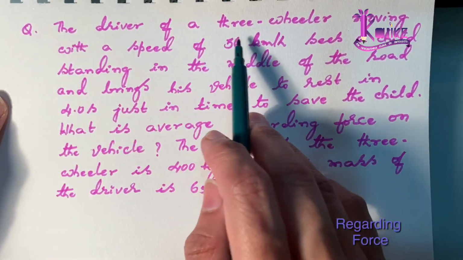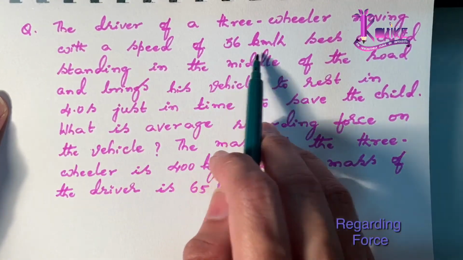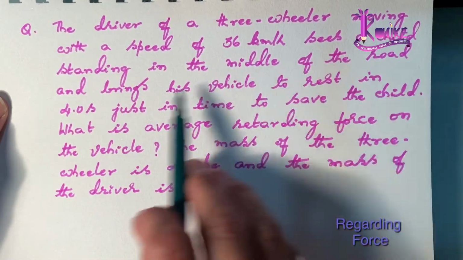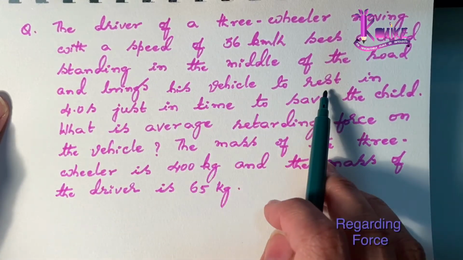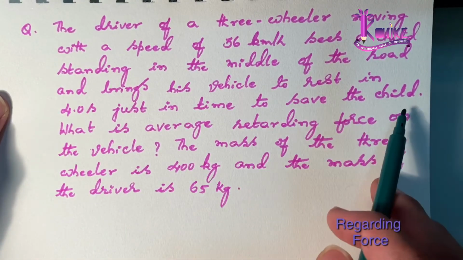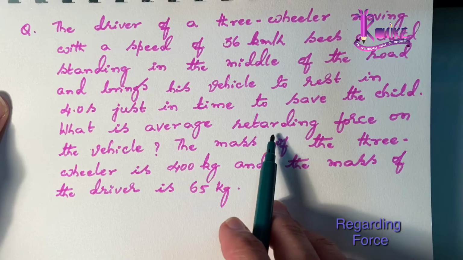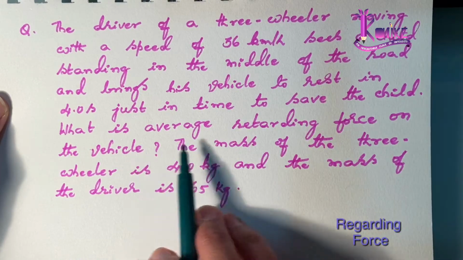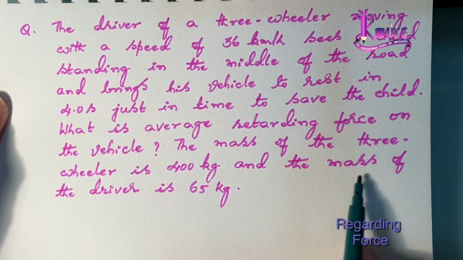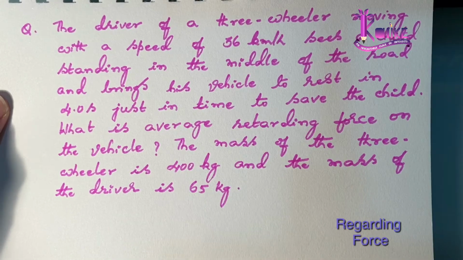The driver of a three-wheeler moving with a speed of 36 km per hour sees a child standing in the middle of the road and brings his vehicle to rest in 4 seconds, just in time to save the child. What is the average retarding force on the vehicle? The mass of the three-wheeler is 400 kg and the mass of the driver is 65 kg.